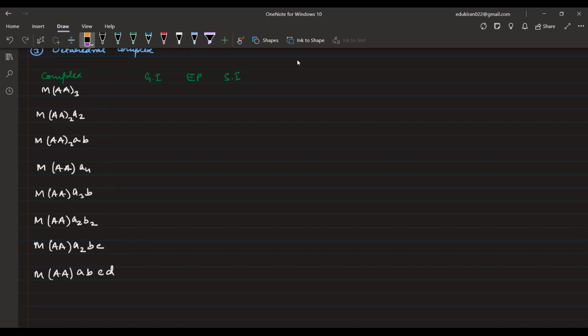Okay. So this is how you also have to picture this type of complex. You don't need to memorize which one is this and which one is that. Logically, you can conclude how many types of complexes can be made here.